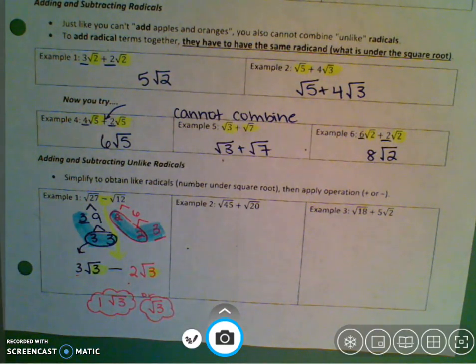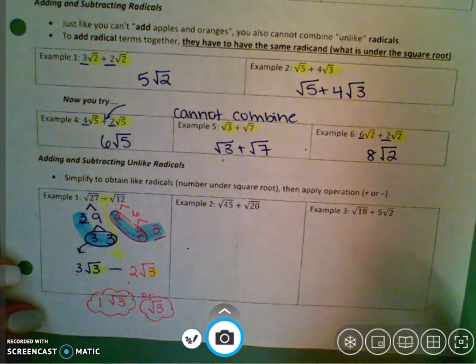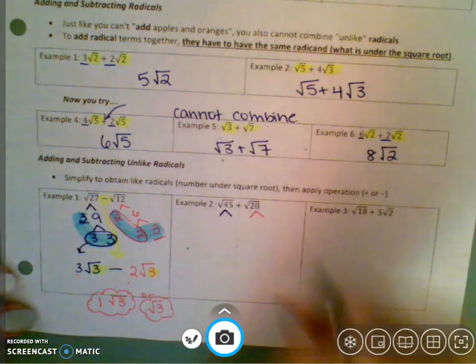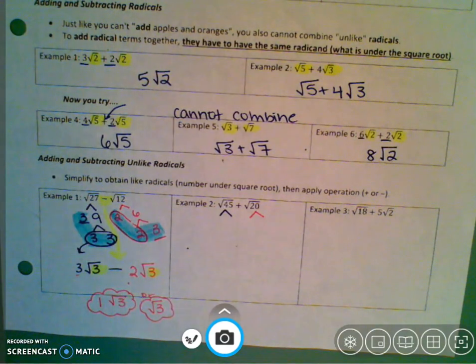So go ahead and pause the video and see if you can break down example number 2, the square root of 45 and the square root of 20. Make your factor trees on these two and see if you can get the final answer.